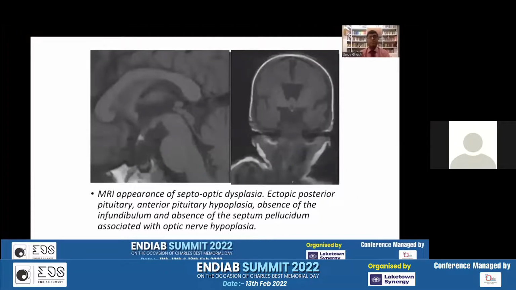This is a typical picture of the MRI of septo-optic dysplasia. The posterior pituitary, you can see probably here is where the bright spot is. Anterior pituitary hypoplasia, the pituitary as you can see here is not seen. The infundibulum is absent, and there is absence of the septum pellucidum associated with optic nerve hypoplasia. You don't see the septum pellucidum here.